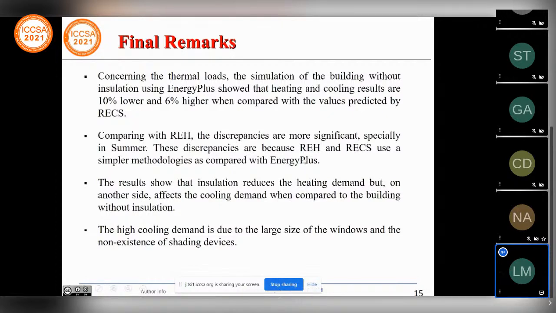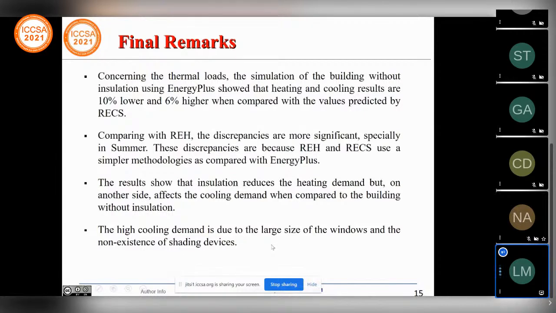really poor. Of course, even the differences between RECS and Energy Plus were expected, because the RECS is a much simpler algorithm as compared with Energy Plus. The results show that the insulation reduces the heating demand, but on another side affects the cooling demand when compared to the building without insulation. The high cooling demand is due to the large size of the windows and non-existence of shading devices.